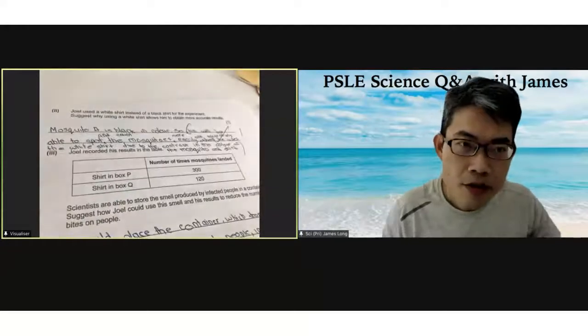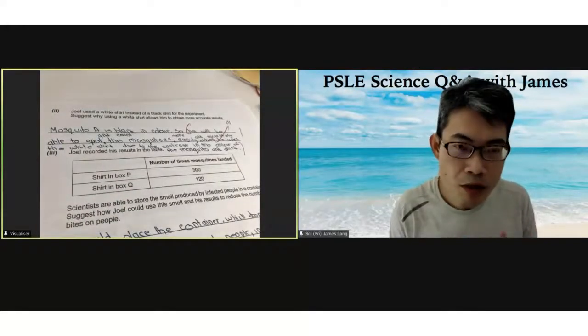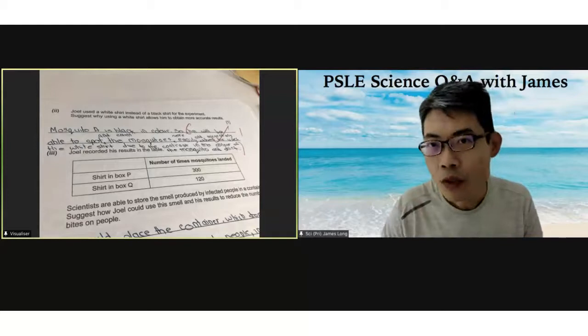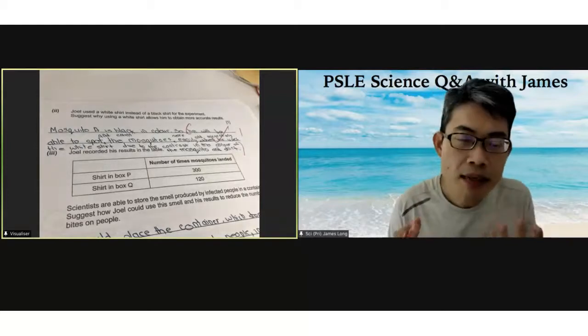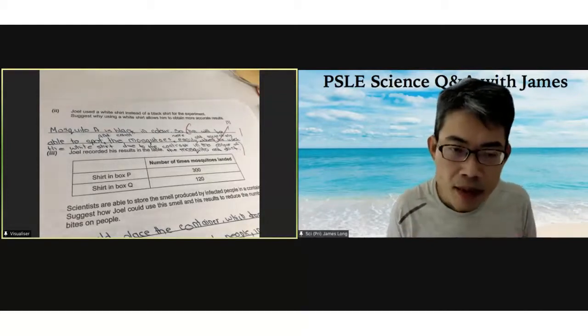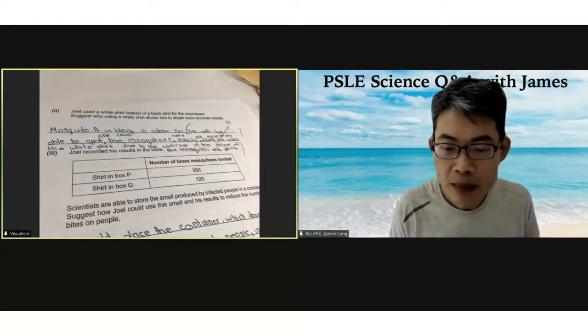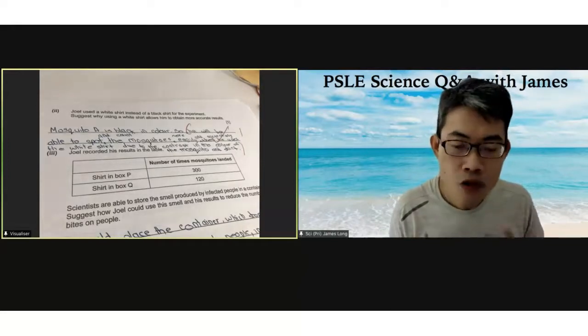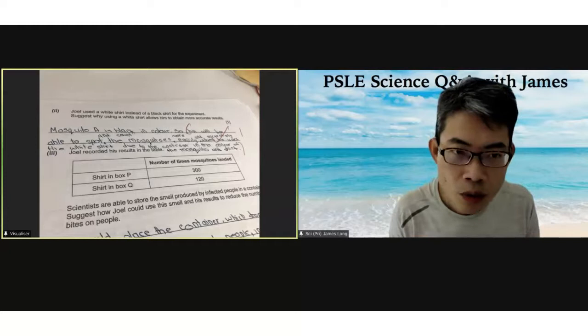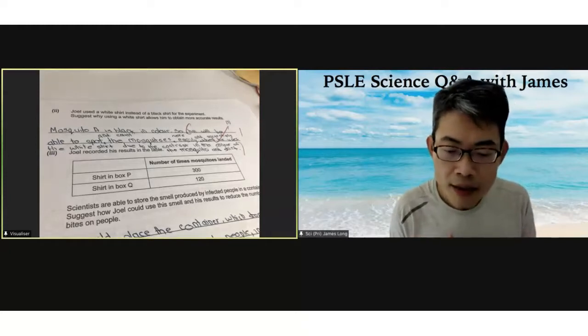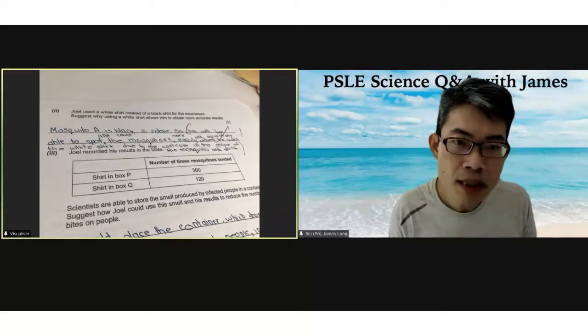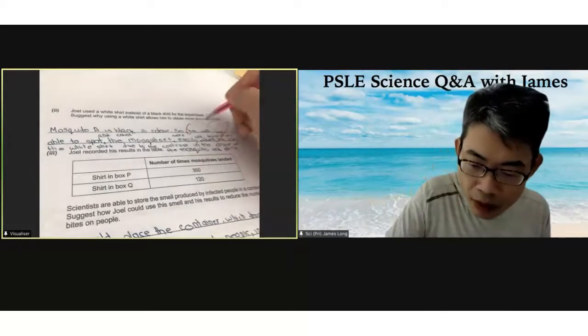This is a very interesting and common sense question, right? Because all of us know what mosquitoes are. We know what their colors are. Well, color is typically black. Aedes will have some white stripes on the legs, but they're basically black in color throughout. So now Joel used a white shirt instead of a black shirt for the experiment. Suggest why using a white shirt allows him to obtain more accurate results.